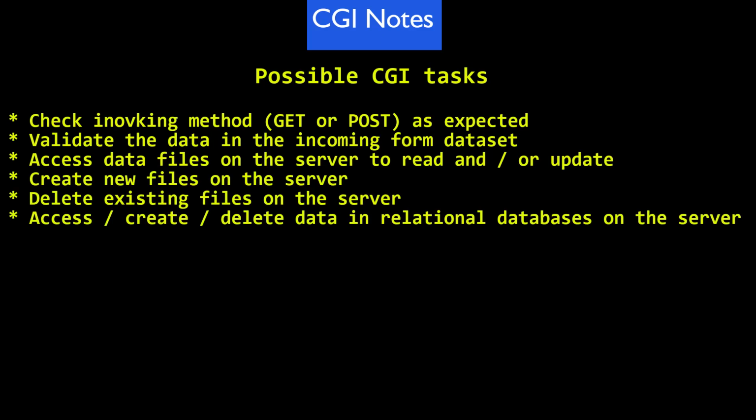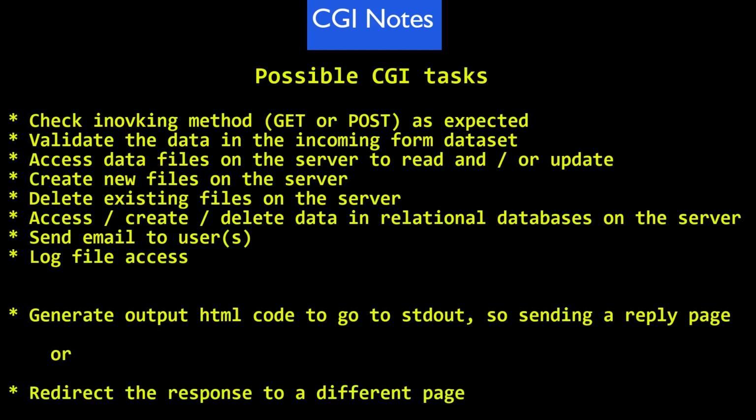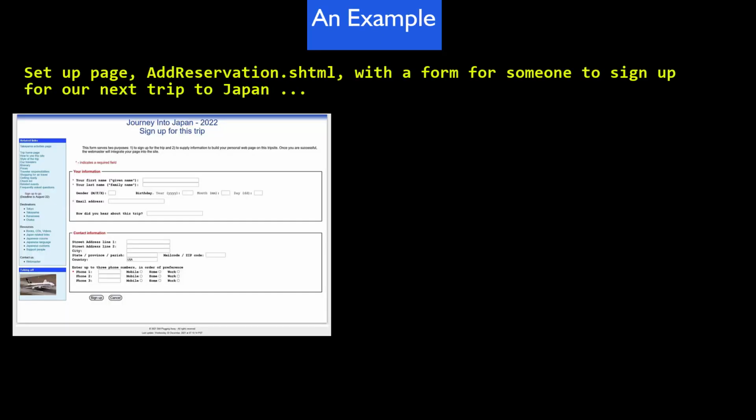Access, create, delete data in relational databases on the server. Send email to users. And log file access. Then generate output HTML code to go to standard out, so send in a reply page, or redirect the response to a different page. Let's do an example.